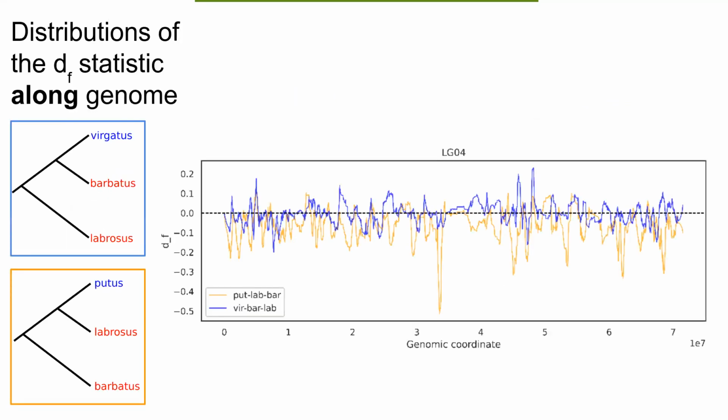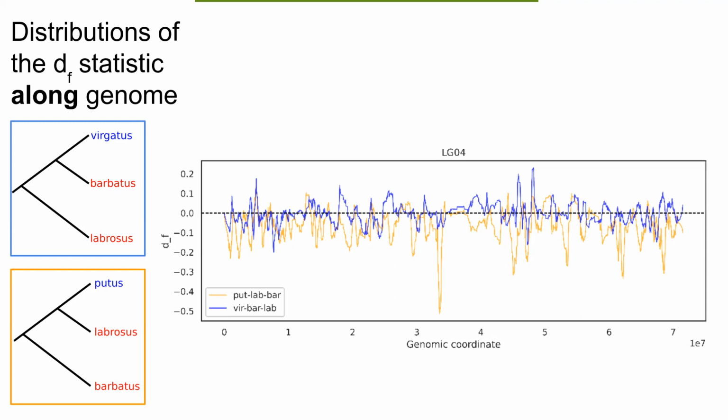So here I'm highlighting the barbatus labrosus, and labrosus barbatus. One is blue and one is orange. And this is a statistic called DF. Again, this is essentially like that ABBA thing, but it's reformulated in a way that makes it statistically sound to use in little chunks of the genome. So you can slide along the genome, take little windows, and calculate the statistic. If you just do the standard ABBA, that totally violates the assumptions of that model, so it's a useless statistic, but this one works.